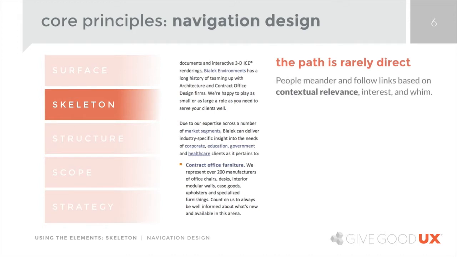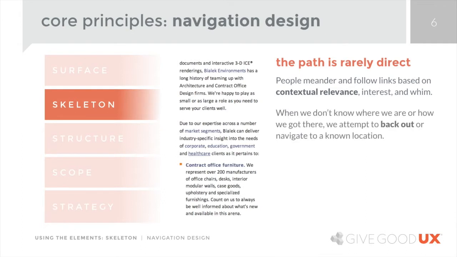People meander to some degree, okay? We follow links based on contextual relevance, on our interest level, and sometimes just on whim. We think something sounds interesting or we think something seems important. When we don't know where we are and we don't know how we got there, we attempt to back out or navigate to a known location.